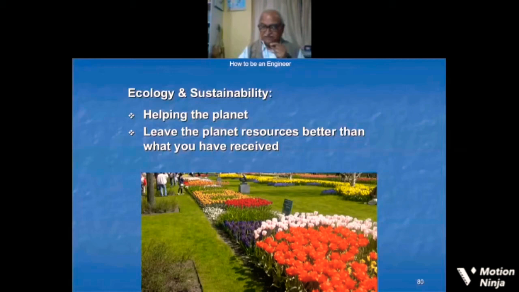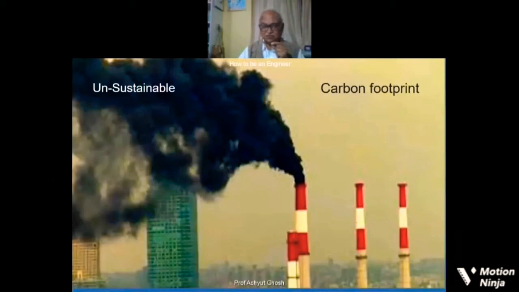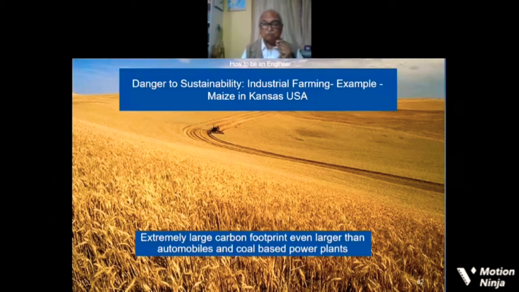This is not sustainable. Not sustainable. This is also this mono farming, industrial farming. This is dangerous for sustainability. The maize in Kansas City has an extremely large carbon footprint, larger than the automobiles and coal-based power plants. This is very dangerous, the monoculture one.